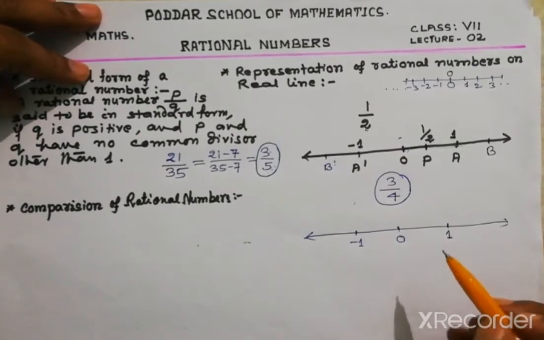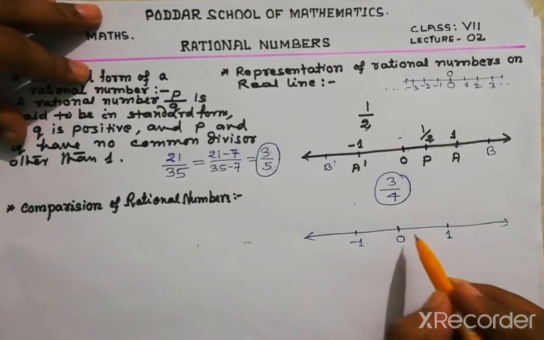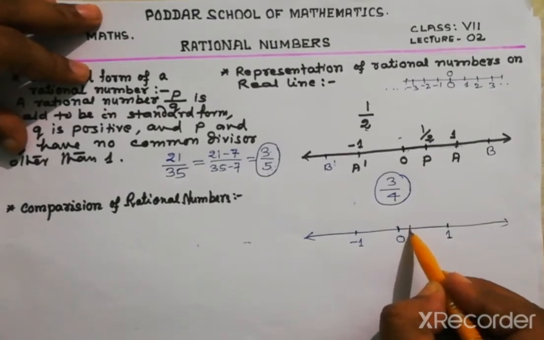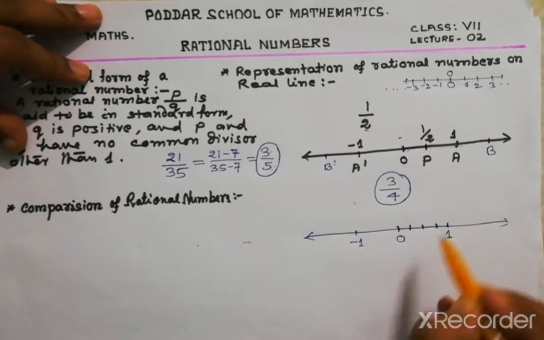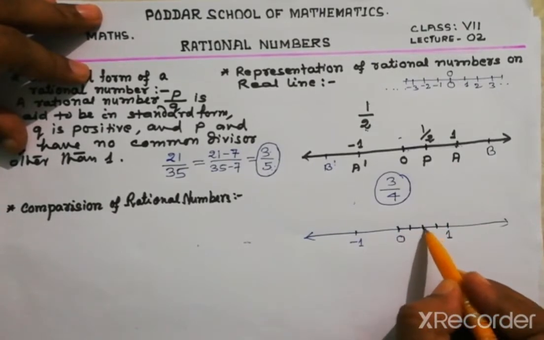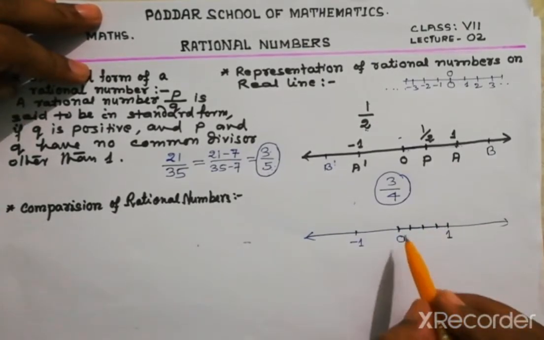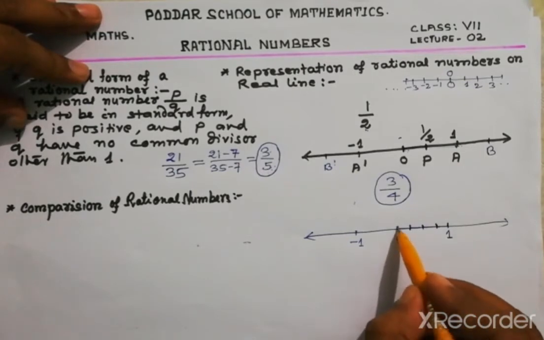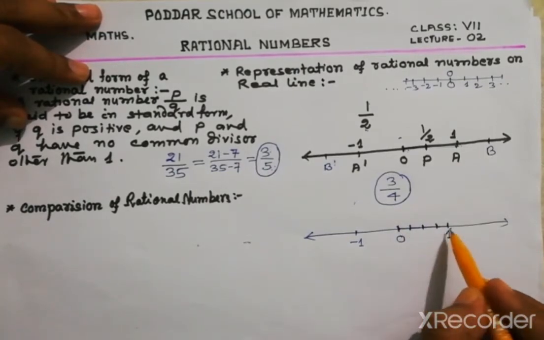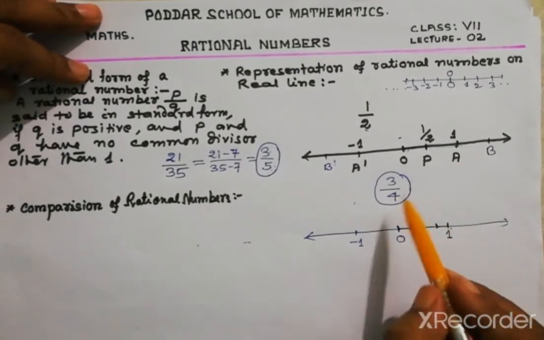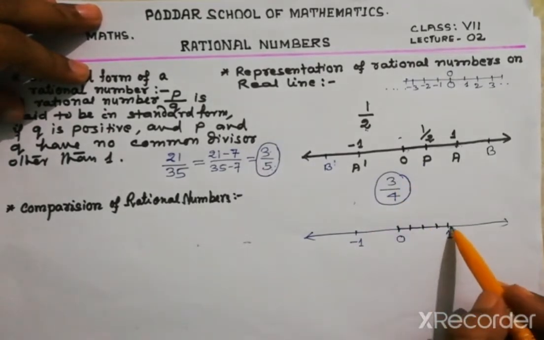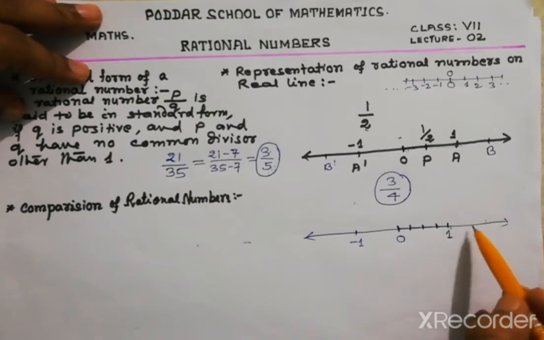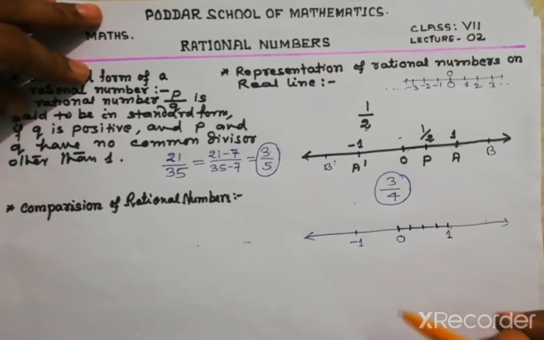Denominator is 4, so you have to divide this unit into 4 equal parts. 1, 2, 3, 4. But each part should be equal. We have divided unit 1 into 4 equal parts. If numerator is more than denominator, then we'll divide the other unit also into 4 equal parts.